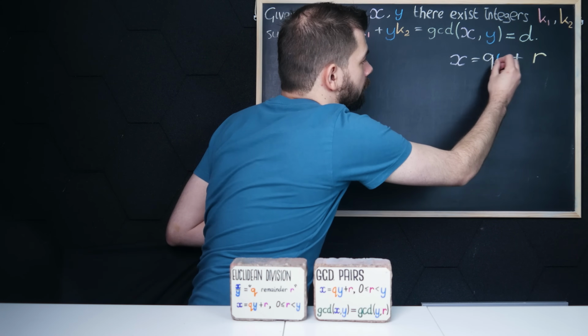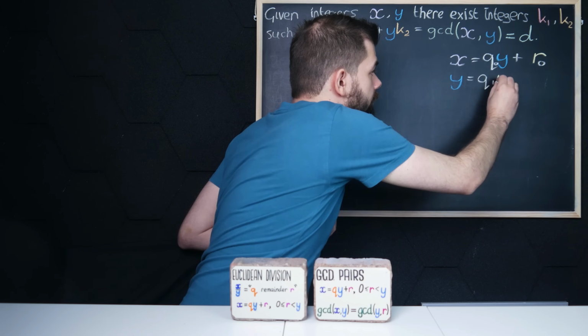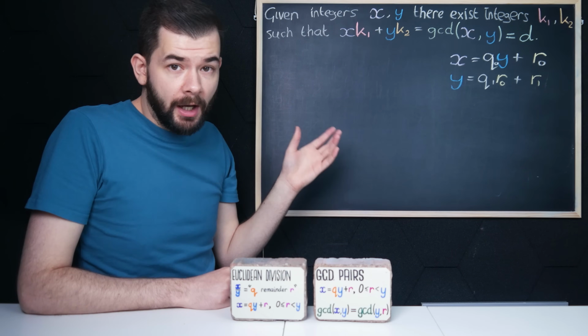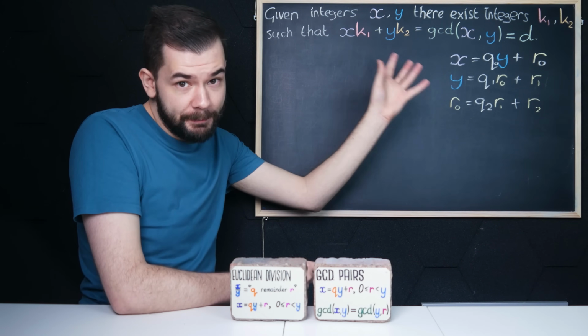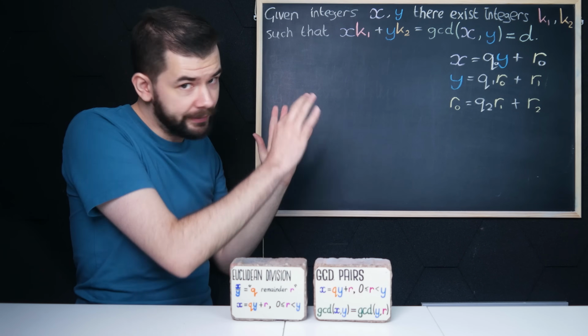So let me now call these q0 and r0. So if we need to, we can divide y by r0, which has its own quotient and remainder. And if we need to, we can keep going, dividing r0 by r1, which has its own quotient and remainder. The notation gets messy here, so don't worry if you're struggling to follow. We'll look at an example in a second that will bring it all together.